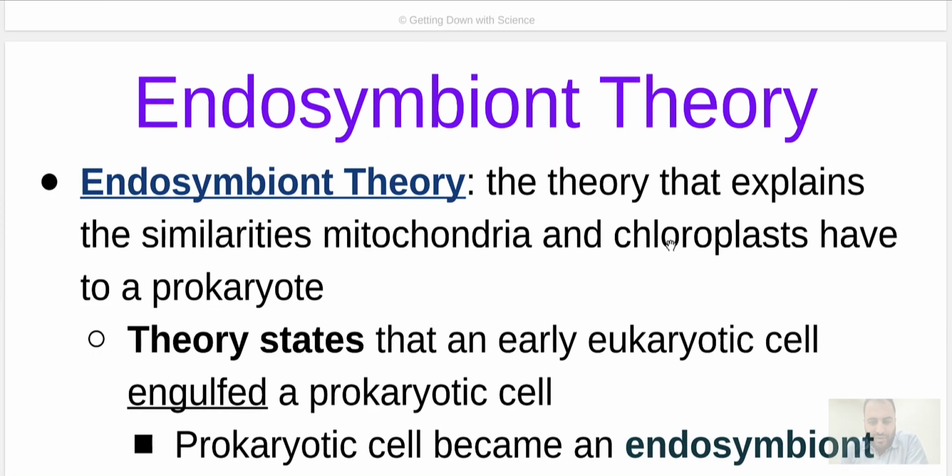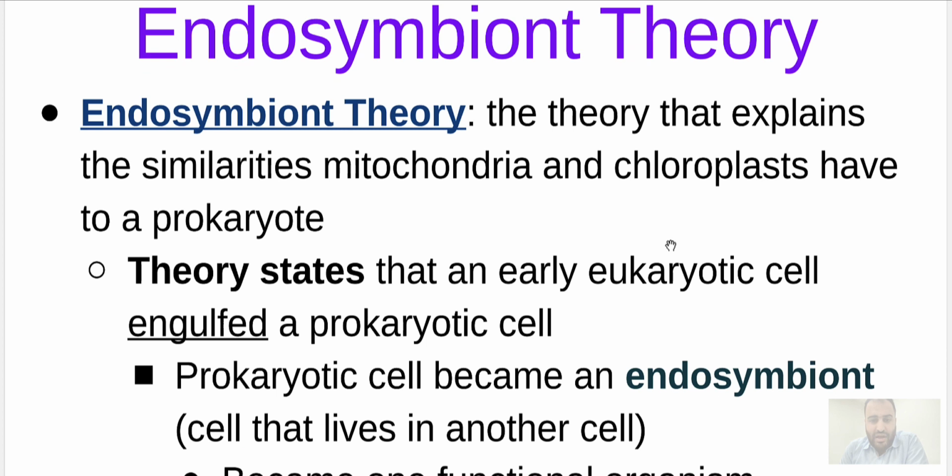Mitochondria and chloroplasts have interested biologists for a long time, because when they looked at mitochondria and chloroplasts, they found out that they have double membranes. They have their own ribosomes. They have their own DNA. But this DNA is not needed, because the cell doesn't actually use this DNA to do gene expression. It uses the DNA from the nucleus.